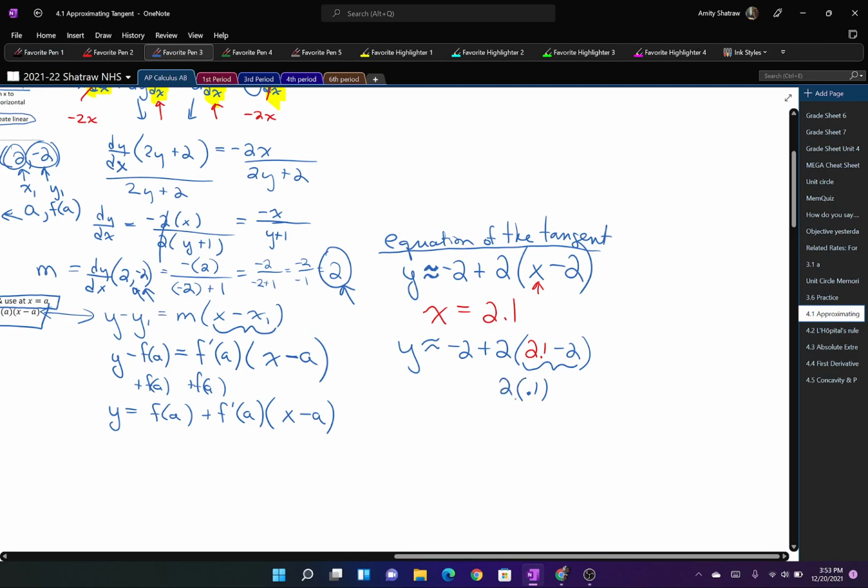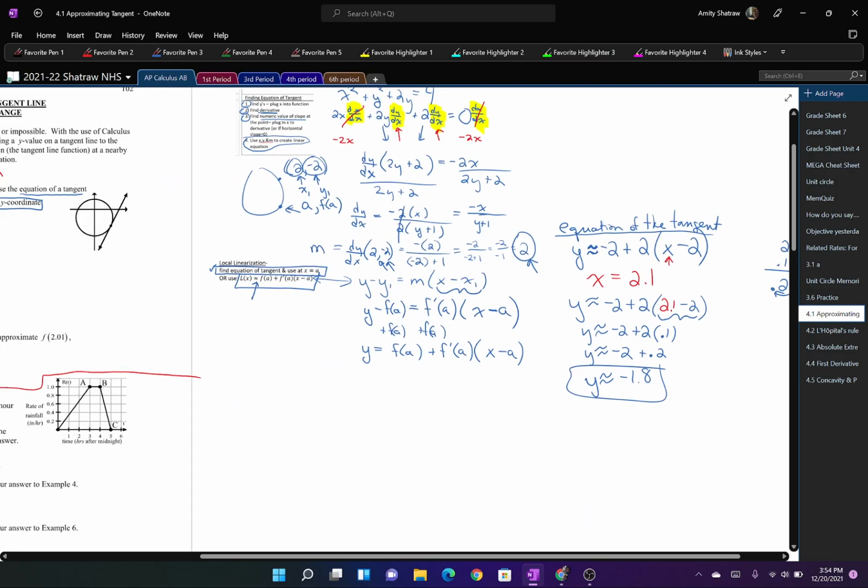You follow that cute little trick where if you take 2 and you multiply it by 0.1, really all you have to do is do 2 times 1 and then move the decimal over once to get there. And so now I end up with y is approximately equal to -2 plus 0.2. So y is approximately, ready, -1.8. Ta-da! That's it. That's what you were being asked to do. And now you have that answer.